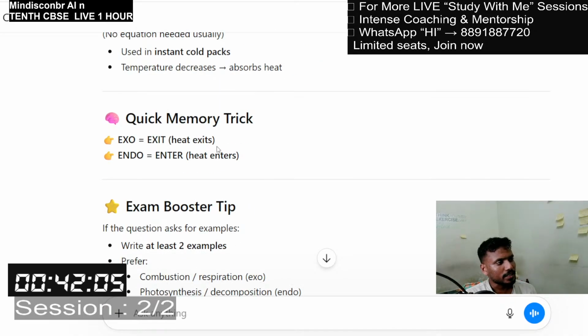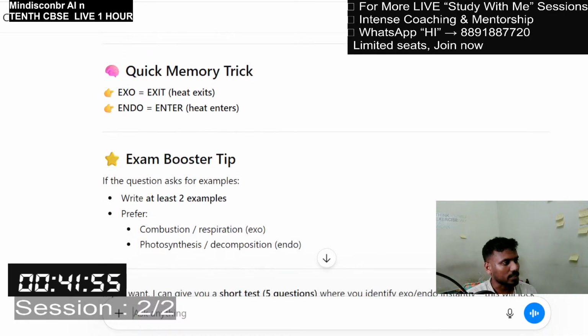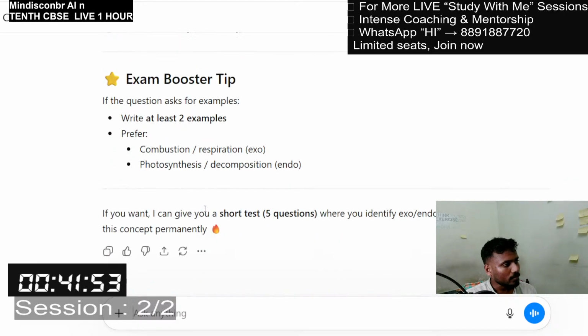Exo means exit, that is heat exits. Heat is released, that is an exothermic reaction. And endo means enter, that is heat enters. Then it is called an endothermic reaction. So, at least two examples: combustion and respiration are examples of exothermic reactions. Photosynthesis and decomposition are examples of endothermic reactions.